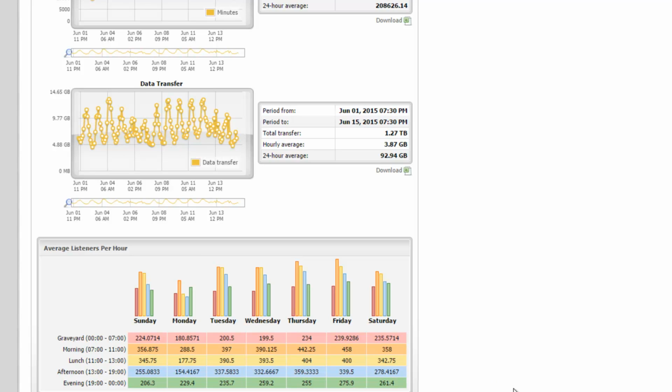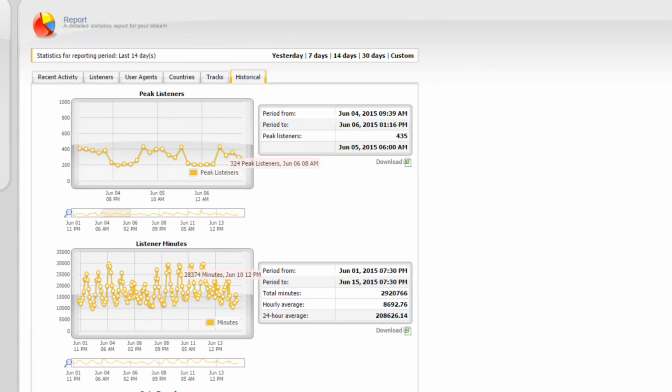You can see the most popular time of day in the station. It looks to be the morning time period. So that'd be good information for you to use for advertisers and whatnot to earn some extra money.